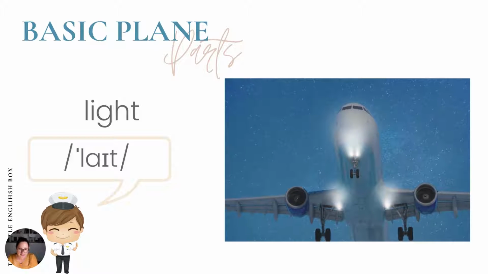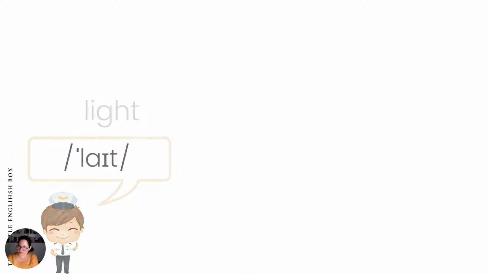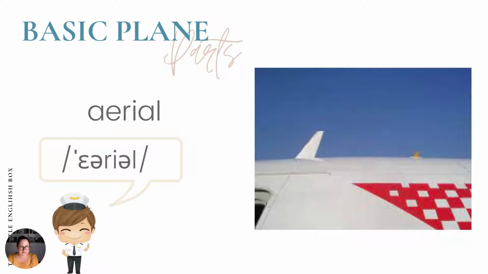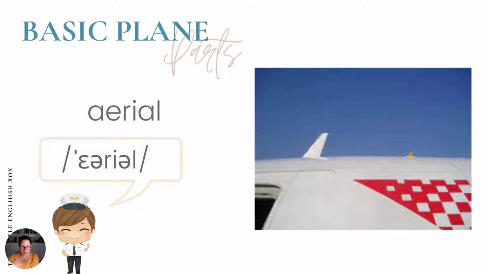Okay, next one is the light. This is kind of an easy one. You can use it in other contexts. So this is lights, light, with an S or no S. Next one is a little bit harder to pronounce. This is what you need to hear the radio, and this one is called aerial, aerial. Again, on this word, there's a difference with the American version where you say antenna.